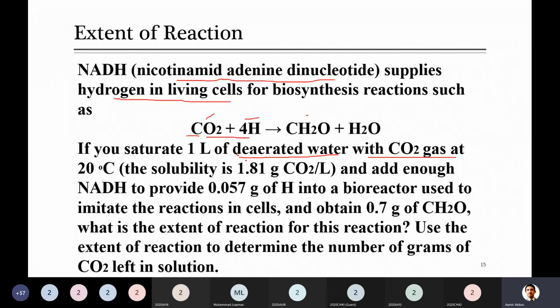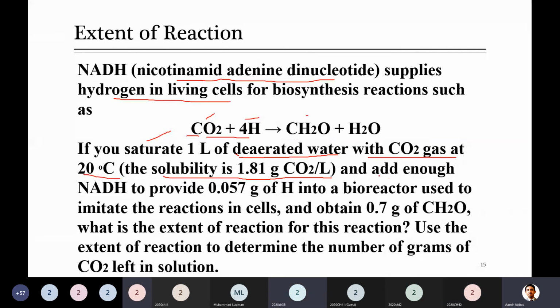So if you saturate 1 liter of deaerated water with CO2 gas at 20 degrees C, he mentioned here solubility is 1.81 gram CO2 per liter. So 1 liter of water can hold maximum 1.81 gram of CO2. So we saturate water, it means we add 1.81 gram of CO2 in this water. Up to here clear? Statement clear?